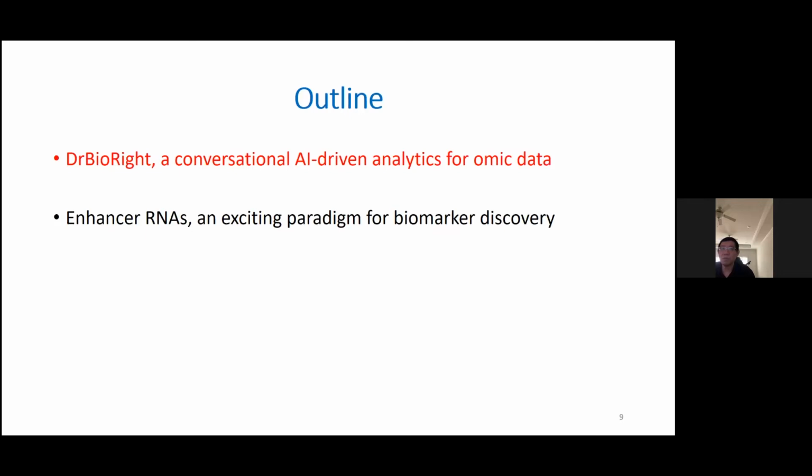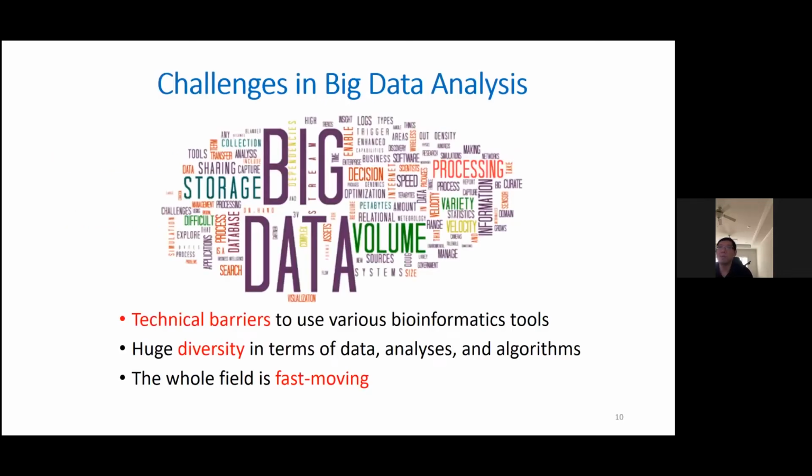So for the first part, when we talk about big data analysis, it's not only that the data size is big. Now we are not talking about megabytes, but terabytes, even petabytes, so data storage is a problem. More importantly, there is so much diversity of data. You have different data types, for each data type you have different analyses, and for each analysis you have multiple algorithms. No matter how you try, there is always a learning curve, especially for people with no computational background who work primarily on the experimental or clinical side. So there is a technical barrier.